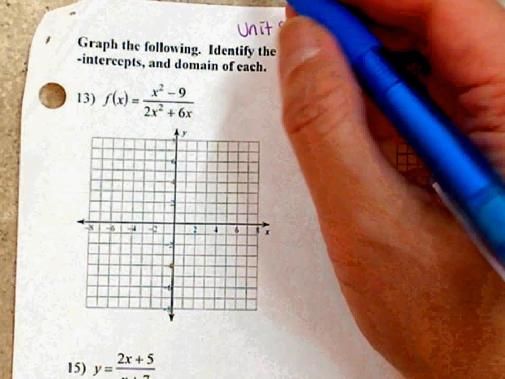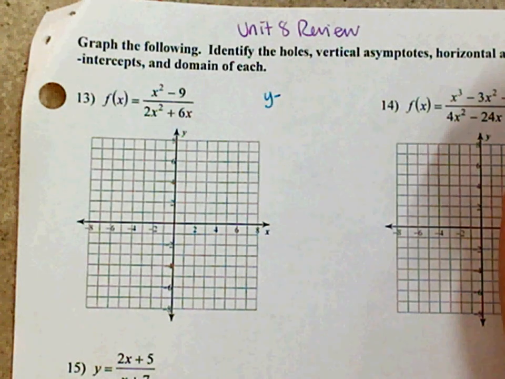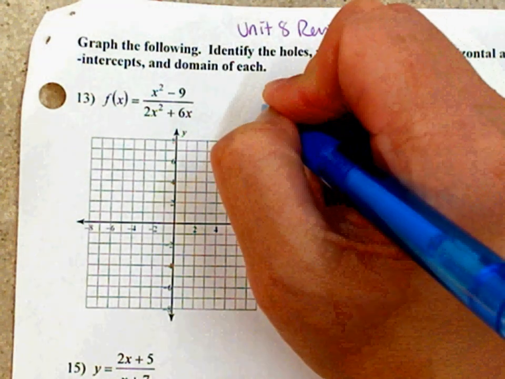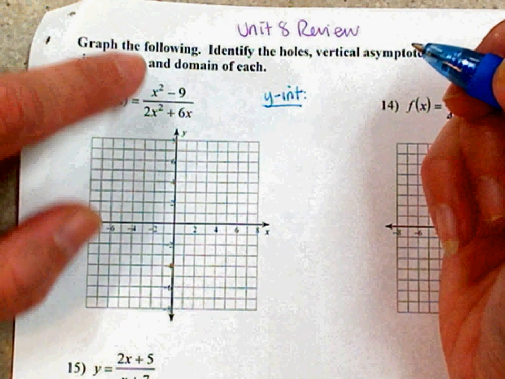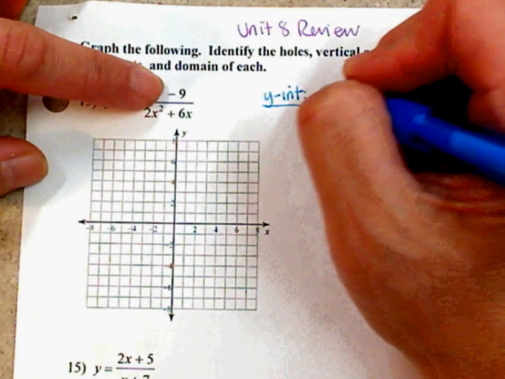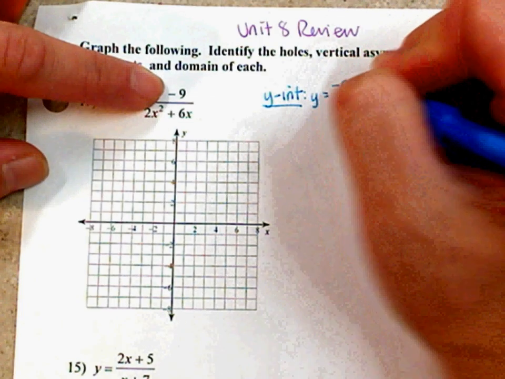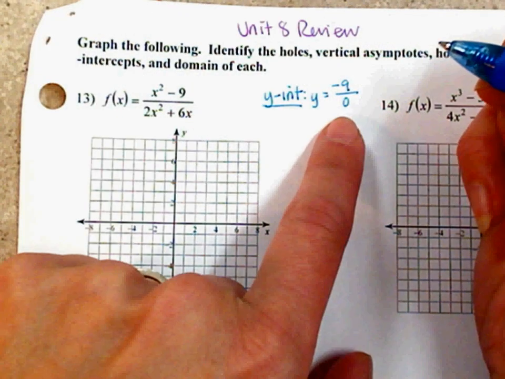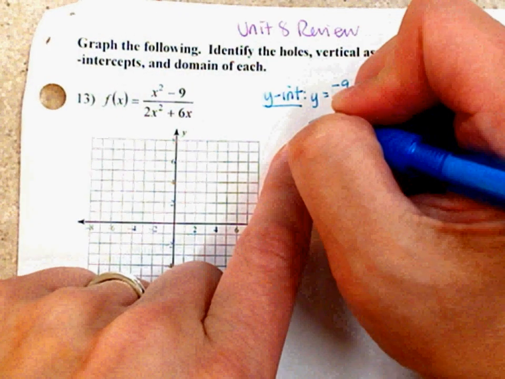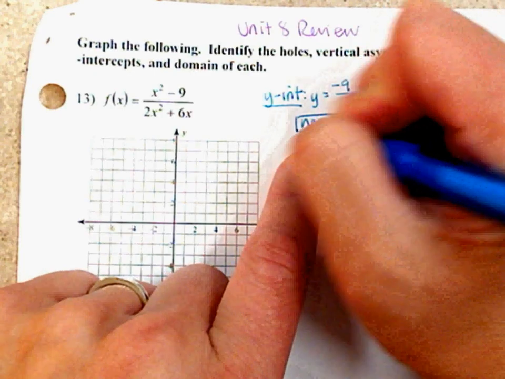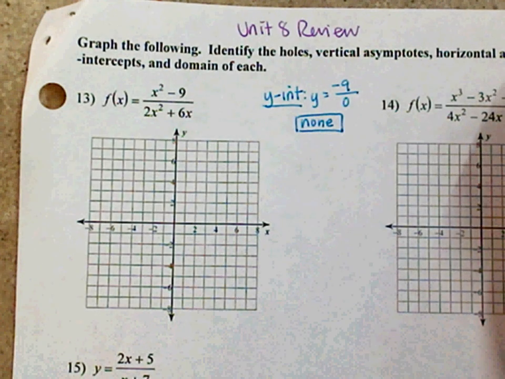So I'm going to go ahead and start off with the y-intercept. How do you find the y-intercept? You set everything equal to 0. So you have -9 left in the numerator, divided by 0 plus 0, which is 0. You cannot divide by 0, so there is no y-intercept. Do you see that? Next part.